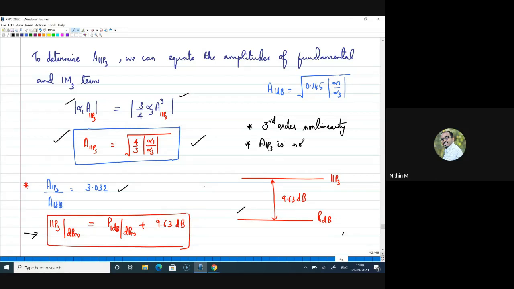That means this AIP3 itself is not a directly measurable quantity. Meaning, even if we use this formula to arrive at the value, that may not be the exact value because of the reasons I listed. Because we limited our nonlinearity to third order, we also limited the expression; we did not consider the nonlinear term coming at the fundamental component at the output, right?